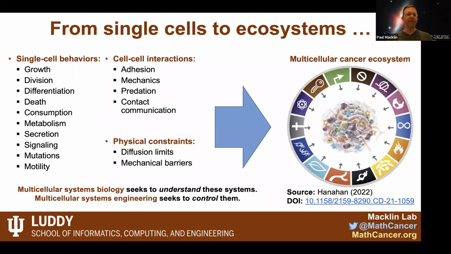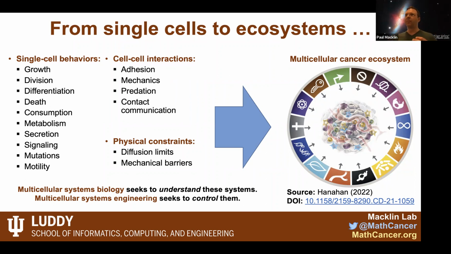We want to be able to understand how these simple individual behaviors and interactions scale up to become the complex systems that we see in tissue ecosystems and other biological ecosystems. That's what I would phrase and term as multicellular systems biology. It's the study of these big multicellular networks of cells working in space and time.